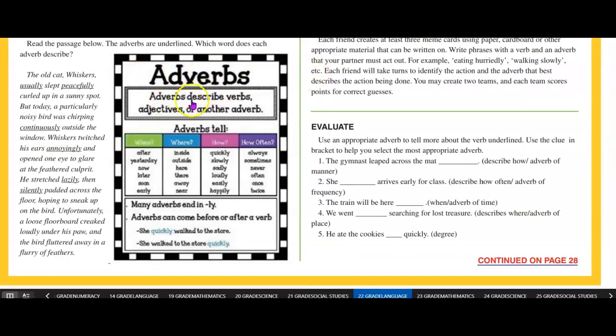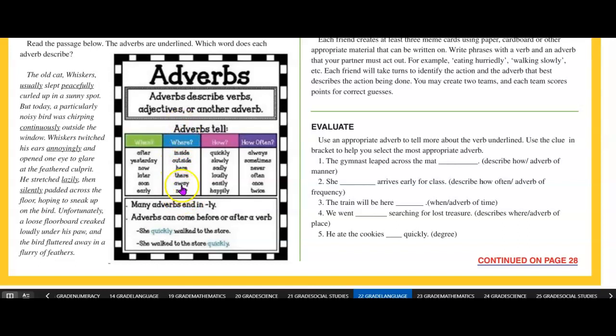Adverbs. Adverbs describe verbs. They can describe adjectives or they could describe other adverbs. Adverbs tell us what? They tell us when, where, how, and how often. So they could tell us that something happens after, yesterday, now, later, soon, and early. Those are all adverbs of what we call time. They could tell us where, inside, outside, here, there, away, and near.